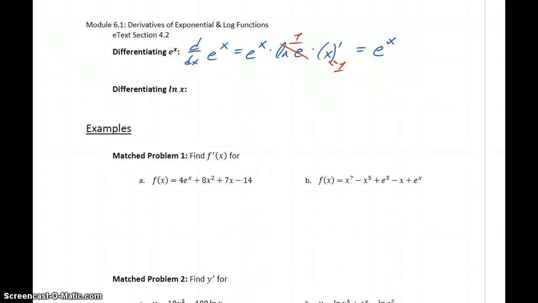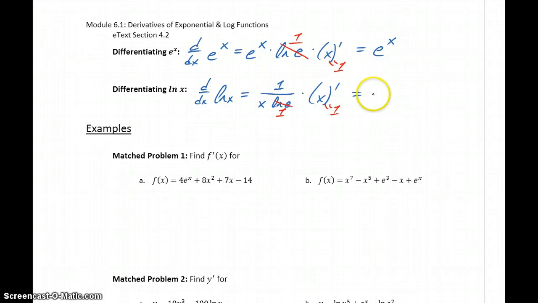That function is completely unchanged. To differentiate the natural log of x, we're going to again follow that same pattern that we already established for more general log functions. This is going to become 1 over x times the natural log of e times the derivative of x. Derivative of x is 1. Natural log of e is 1. So the derivative of the natural log of x is just 1 over x.